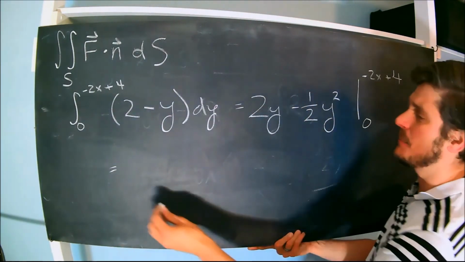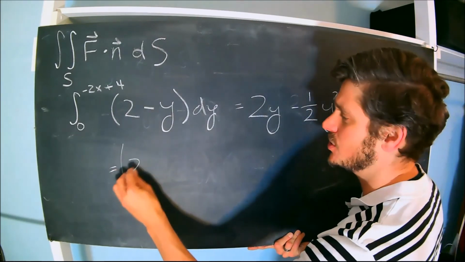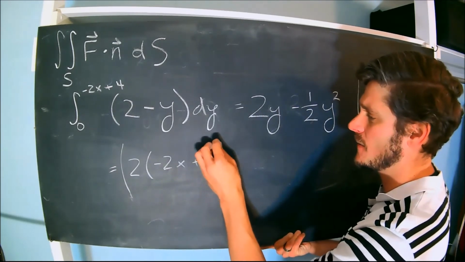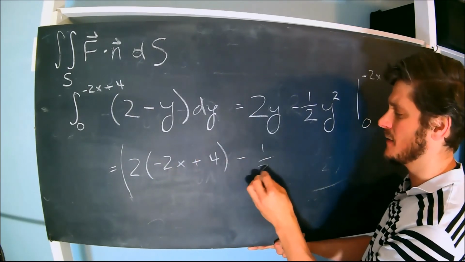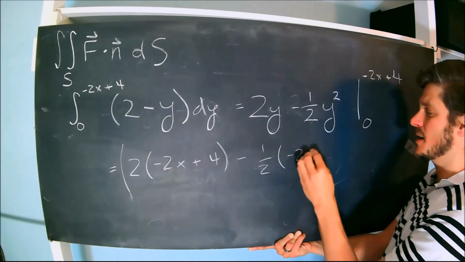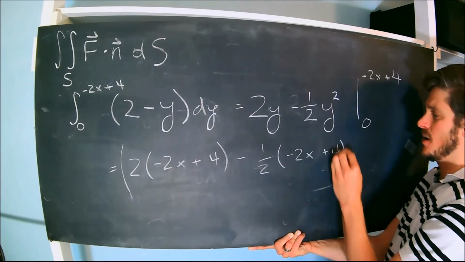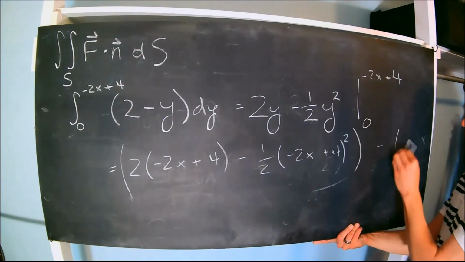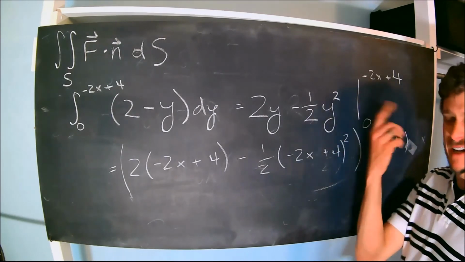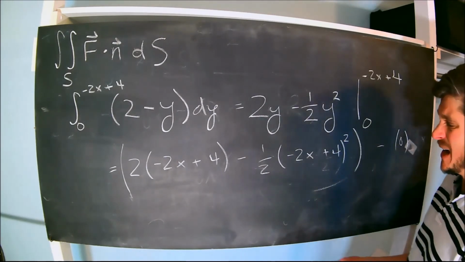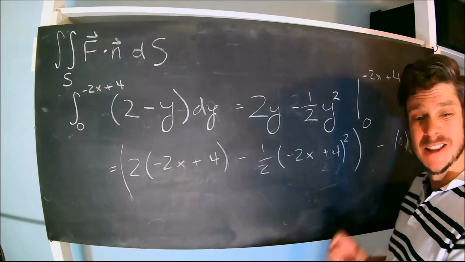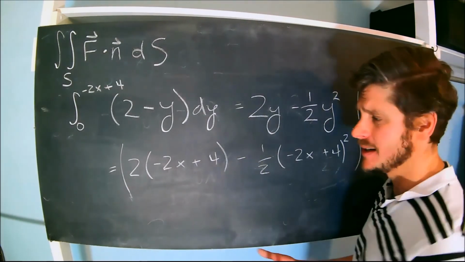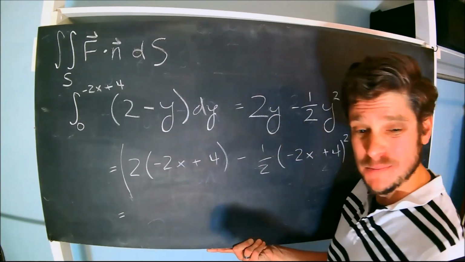All right, let's just plug in our bounds then. Plugging in my upper bound, I'm going to get 2 times the quantity negative 2x plus 4, minus 1 half, and then that quantity, negative 2x plus 4 squared. And plugging in my lower bound, minus 0, right? If I plug in a 0, that's got to be 0 everywhere. So now it's just a matter of cleaning this up before we do our second part of the iterated integral, which is to integrate with respect to x.